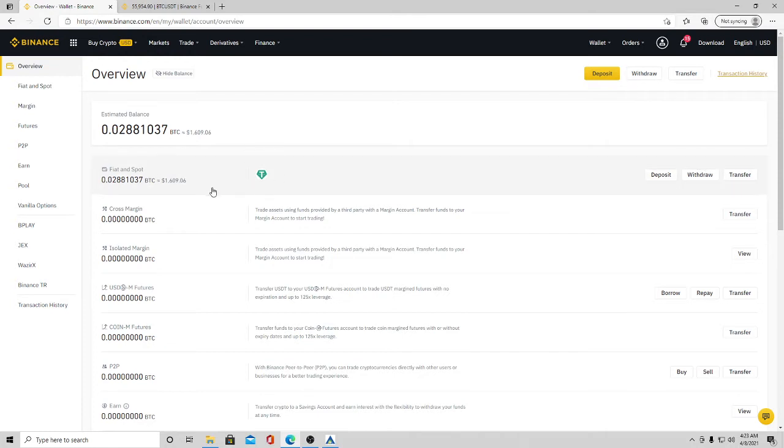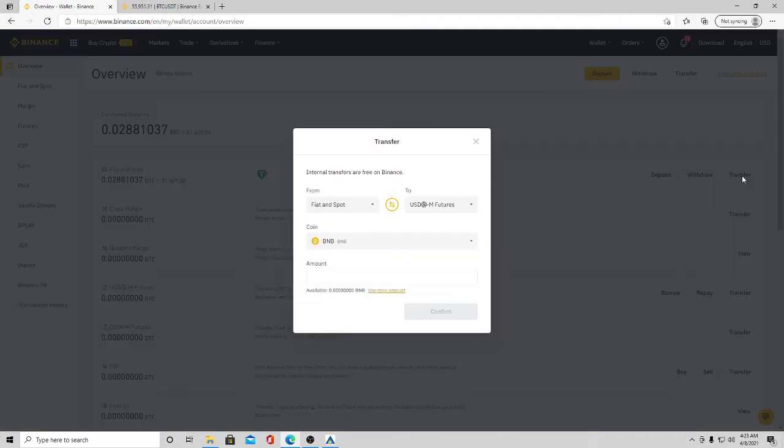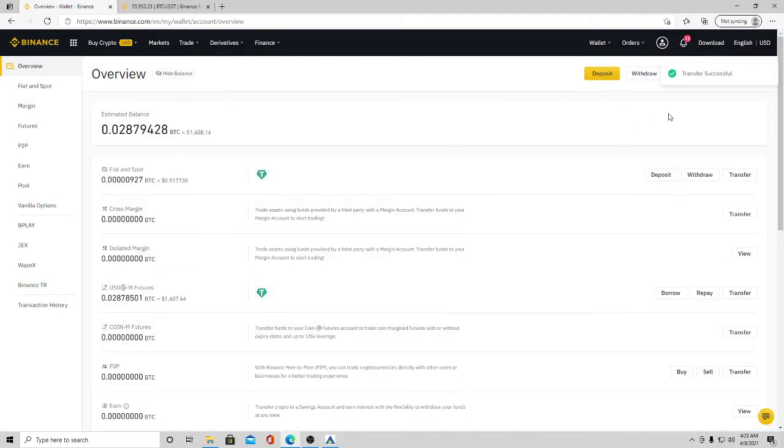So anyways, now that I have Tether, I will transfer it to my futures account, right? So you just click transfer. And you're going to transfer it to your M futures. And it's your Tether. And I'm going to transfer the entire amount. So it's about $1,609. Confirm. Boom, that's it. So successful.